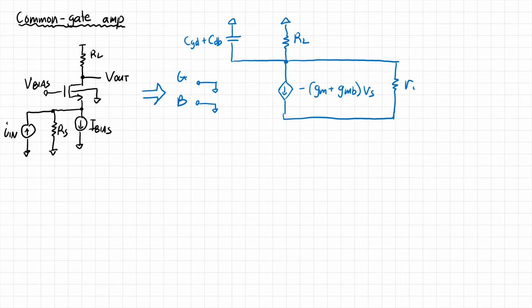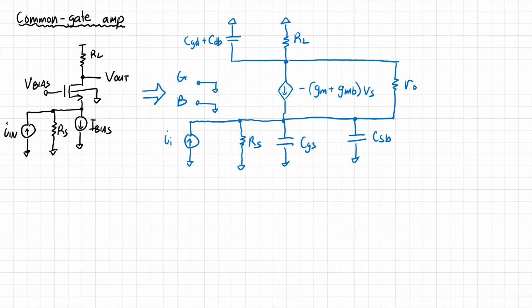We have our resistor RO there, and then we have a bunch of stuff at the bottom of this amplifier. We have CGS here, and CSB over here. It's CGS because the gate is grounded, so the capacitor is flipped from what you would normally consider, although capacitors are symmetric, so it doesn't really matter. Then we have our input current, I in. This node here is called VS, and this node here is V out.